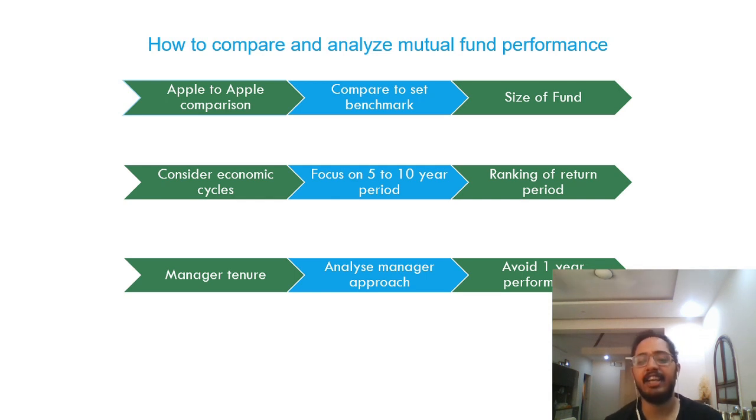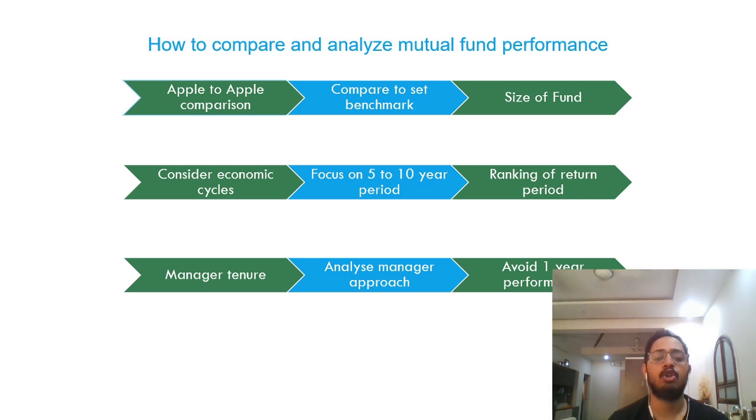Now let's look at the ranking of the return period. As I mentioned, there are 5 year, 10 year, 3 year, and 1 year periods. So how do you rank them? Which is the best period of performance that you should analyze? What I feel is you should give maximum importance to the 5 year period. It gives you a very realistic view. Then you should compare the 3 year, and least importance, as I said, should be given to the 1 year performance of the fund.